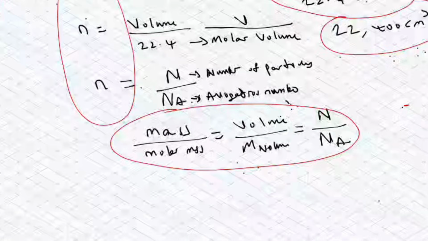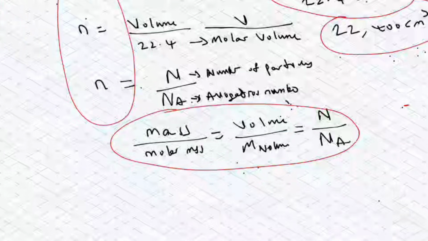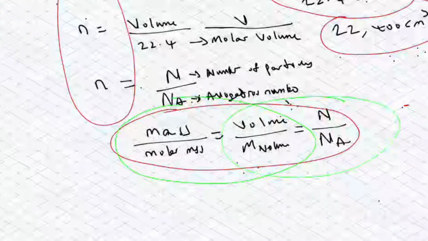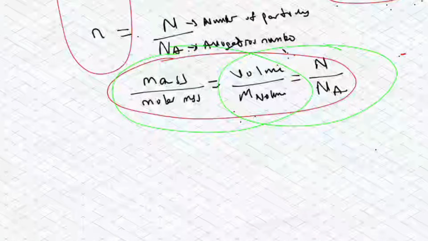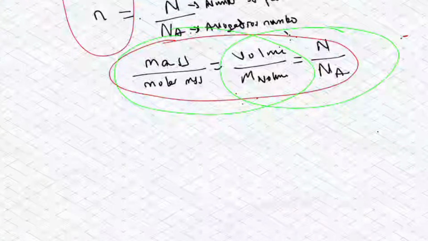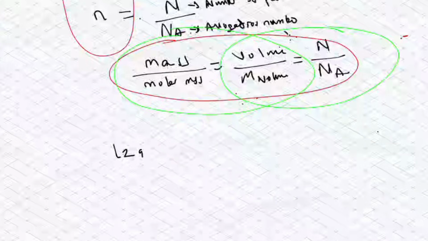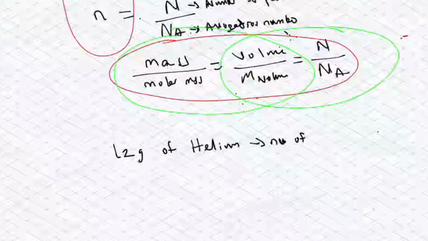Now let's solve a question. You don't have to use the three at the same time. You can just pick two like this. You can even pick this one and this one like that, and solve your questions. So it makes your work easier. So what if you are asked to solve this question? Convert 12 grams of helium to number of atoms.